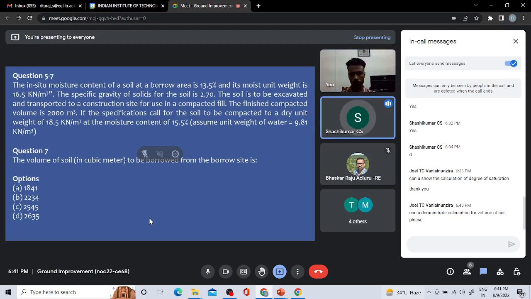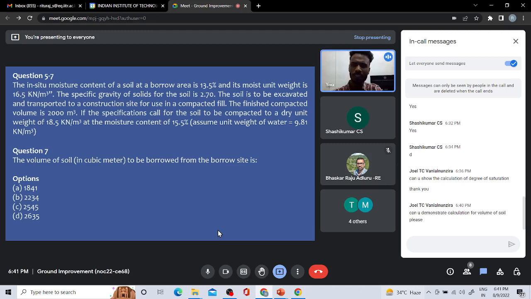Weight by volume. Yes, Shashi, pardon. Can we use the density, equal to bulk density, equal to weight by volume? From that, can we get the weight of the soil material required? Yeah, so you are pretty close, almost. Yeah, that is the major concept required.